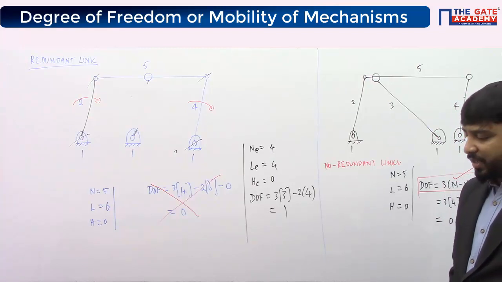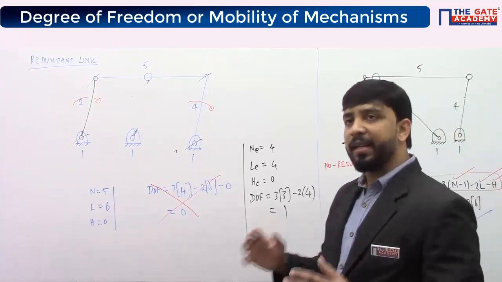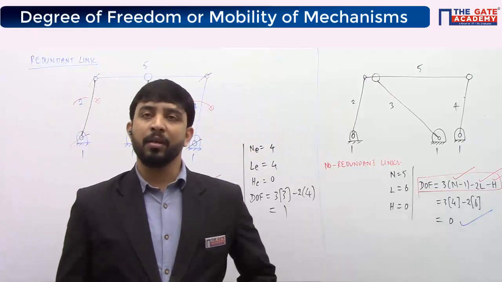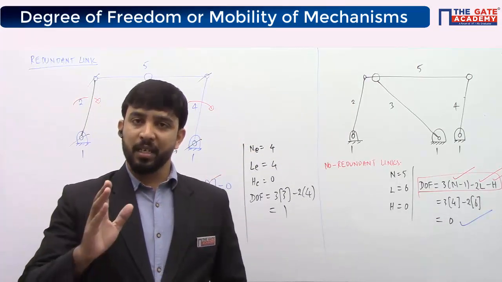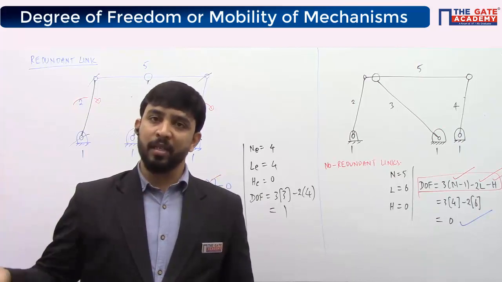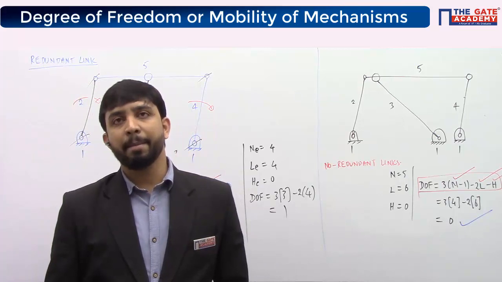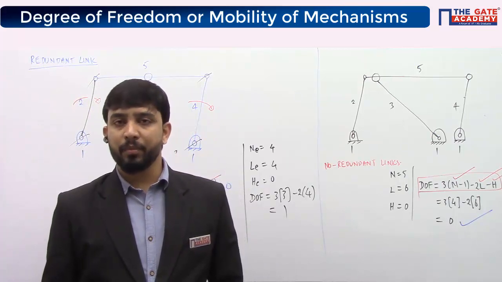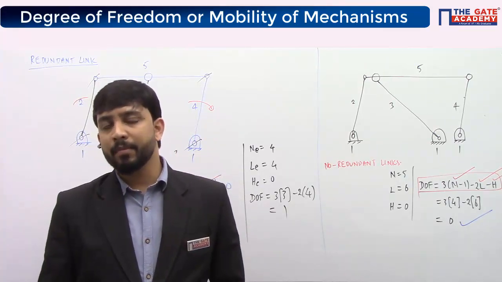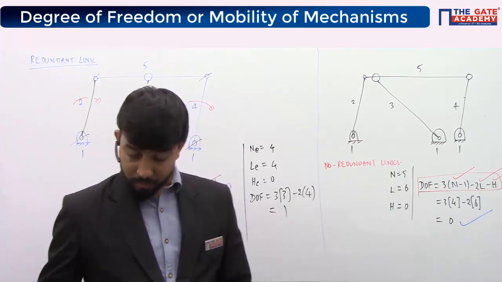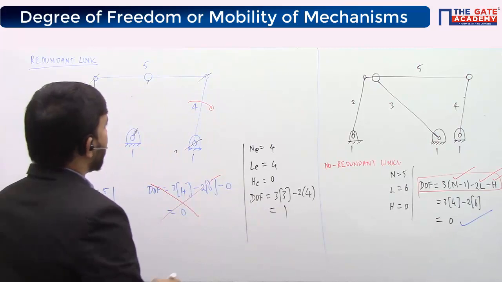So whenever there is a redundant link, you try to eliminate that link and you calculate effective number of links, effective number of lower pairs, and then calculate degrees of freedom, okay? So redundant link is that link which can be eliminated. Even after eliminating that link, the functioning of the mechanism should not get affected. Okay? Hope you understood what is redundant link.